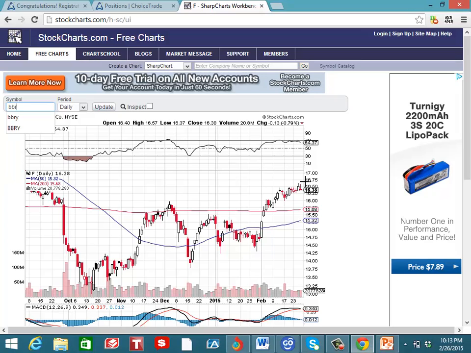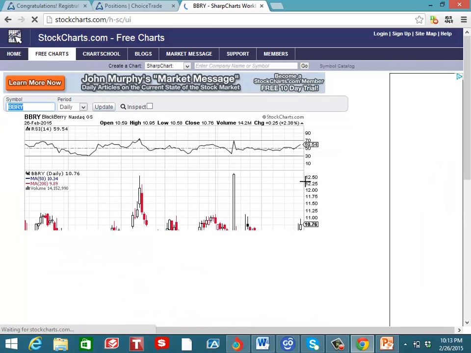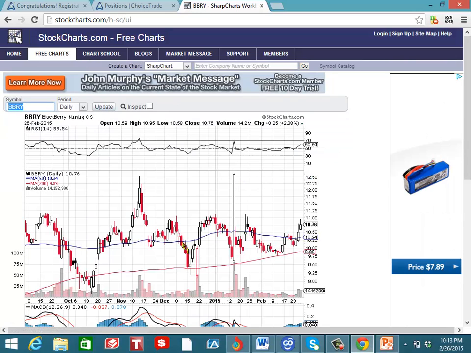Now we currently have one on BlackBerry, and you can see this very nice symmetrical triangle forming. I'll still draw it through here even though we had this breakout. This was just a lot of noise, but we can see we're right about to break this pennant to get a big move. So right now BlackBerry has a real nice setup for that.